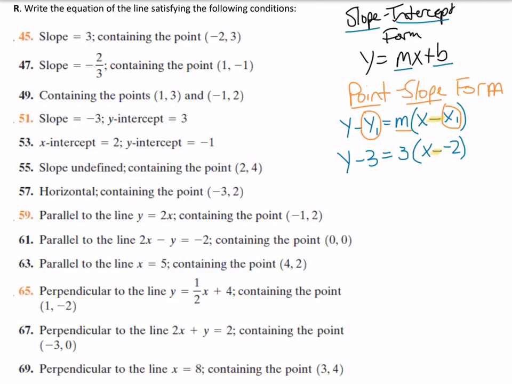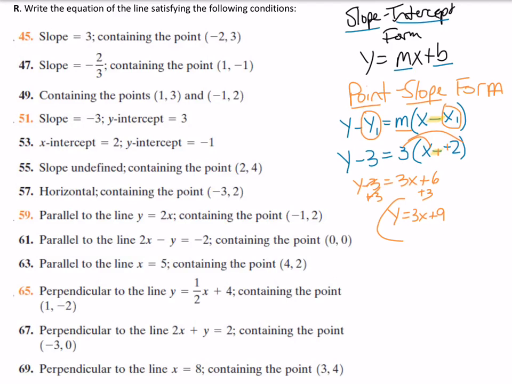But, of course, some of you already discovered that it becomes positive. Let's distribute the 3 here, so it's going to be y minus 3 equals 3x plus 6. Add 3. Y equals 3x plus 9. Okay, so that is how we do point-slope form.